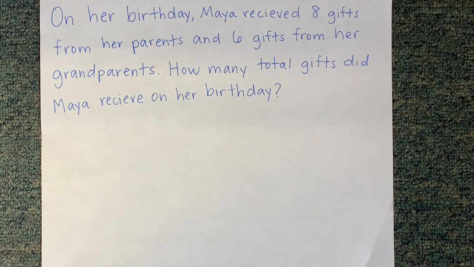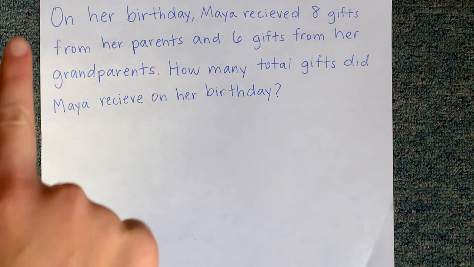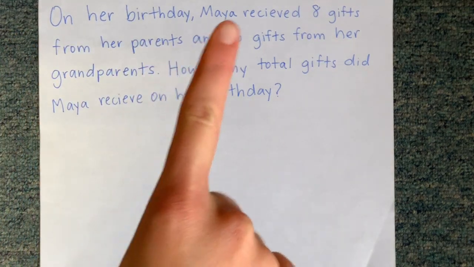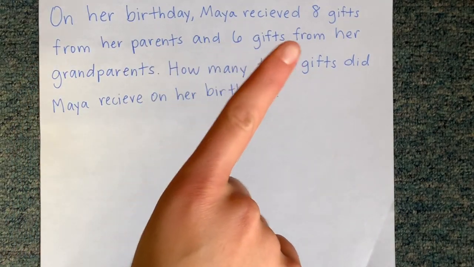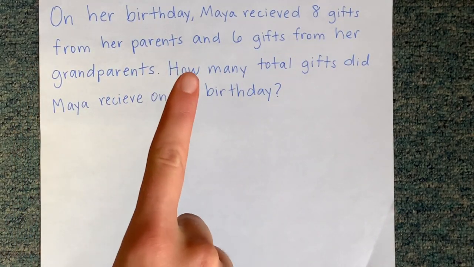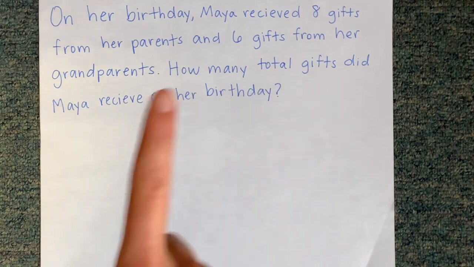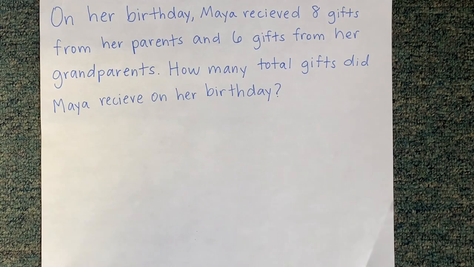Okay, friends, now I'm going to move on to our second word problem. So I'm going to read this one. On her birthday, Maya received 8 gifts from her parents and 6 gifts from her grandparents. How many total gifts did Maya receive on her birthday?